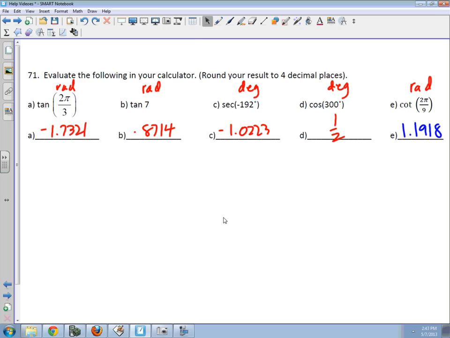Again, change your calculator to radians if it's in radians, degrees if it's in degrees, and if you're doing a reciprocal, like you did here, what I plugged in was 1 over the cos, and this one I typed in 1 over the tan.